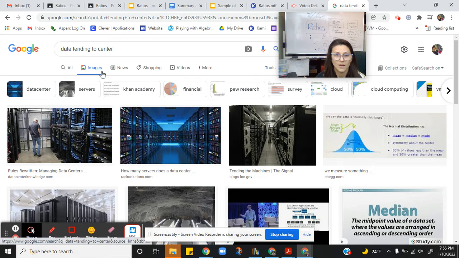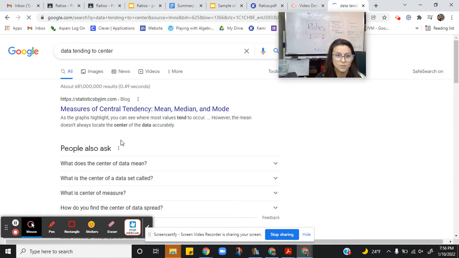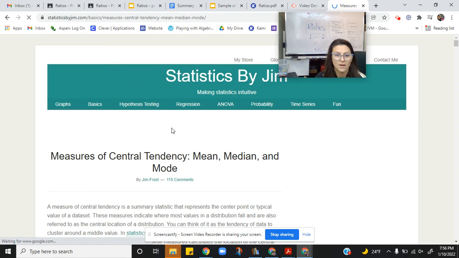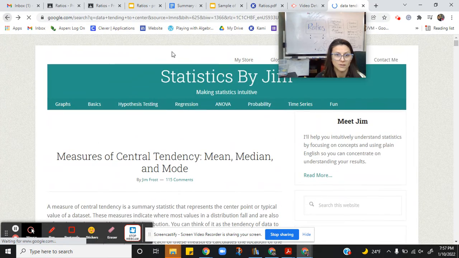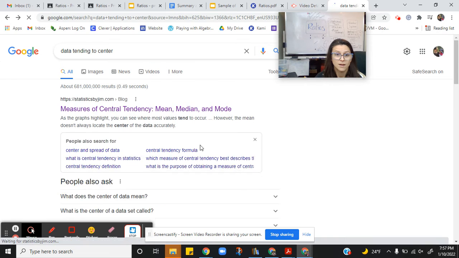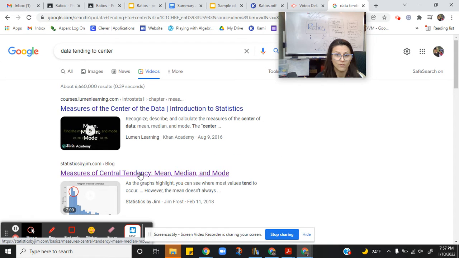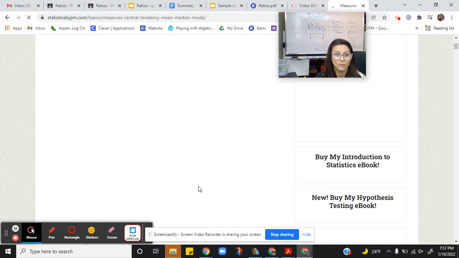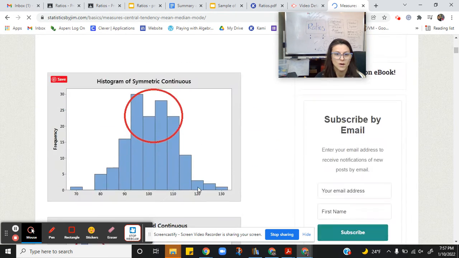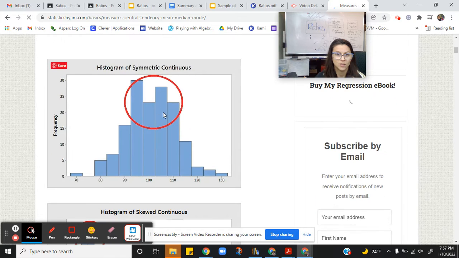So if you look at data tending to center, maybe there's just a video or a clip. That's not what I'm looking for. Some strange images, but I'm just thinking about the law of large numbers, and as you have more and more data points, the more likely the data is going to be towards the middle.